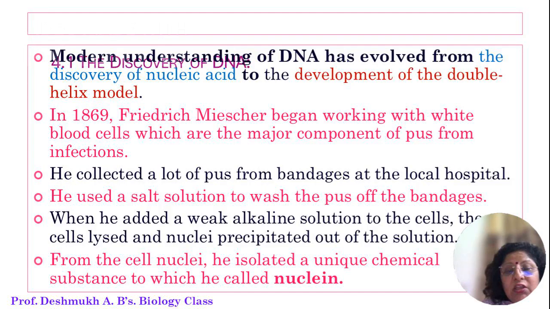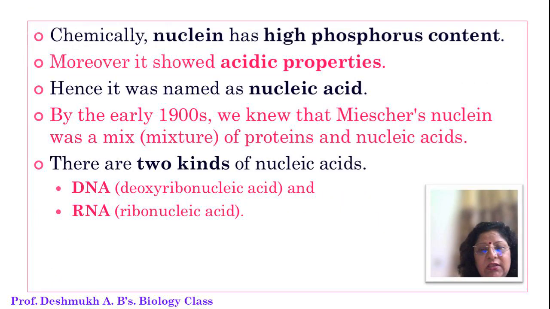The modern understanding of DNA has evolved from the discovery of nucleic acid to the development of the double helix model. In 1869, Friedrich Miescher began working with white blood cells and discovered a unique chemical substance called nuclein. Nuclein, which has high phosphorus content and acidic properties, was later named nucleic acid. By the early 1900s, it was known that nuclein was a mix of proteins and nucleic acids, leading to the identification of DNA and RNA as the two kinds of nucleic acids.